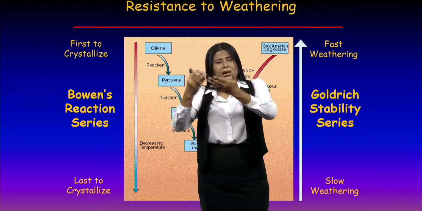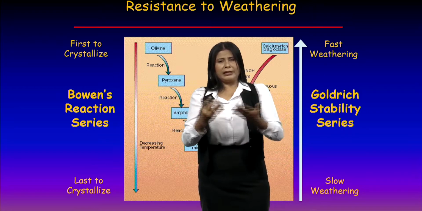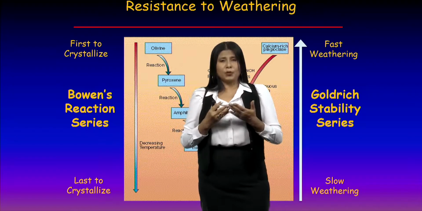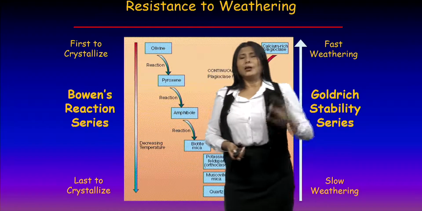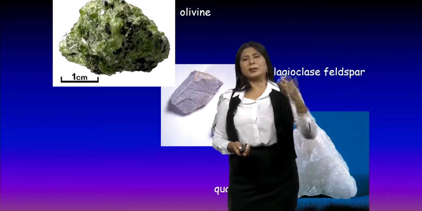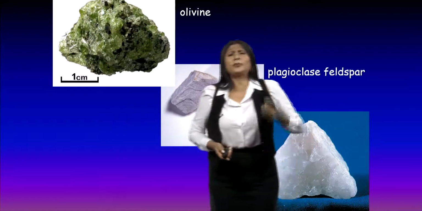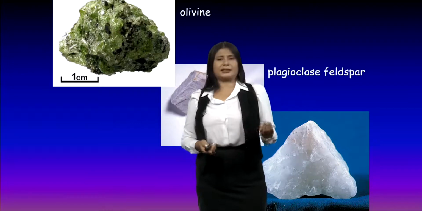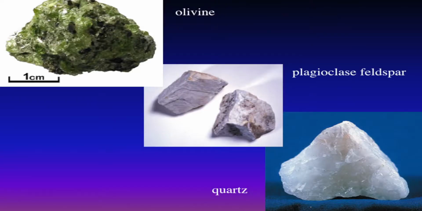They become richer and richer in sodium, and they join together finally to form quartz. This is called Bowen's reaction series, or resistance to weathering. Some pictures, and you will find plenty of pictures of these minerals: olivine, plagioclase, feldspar.